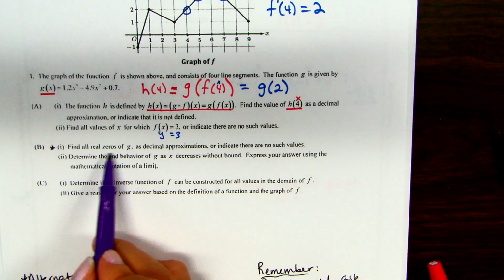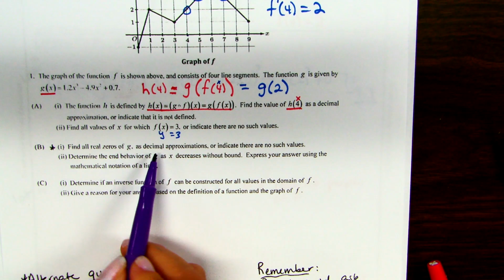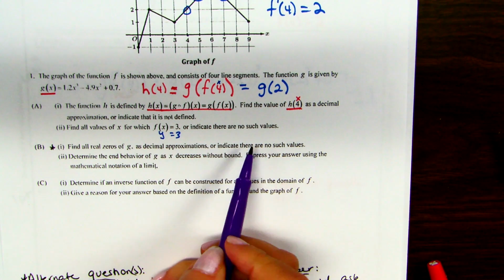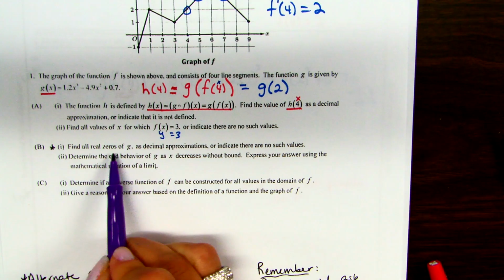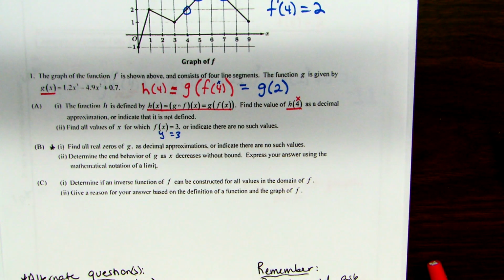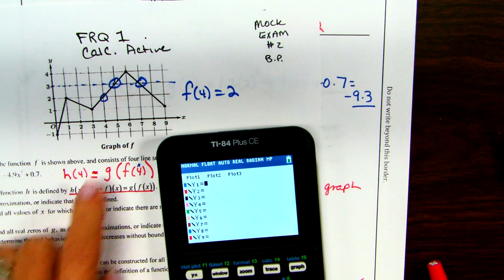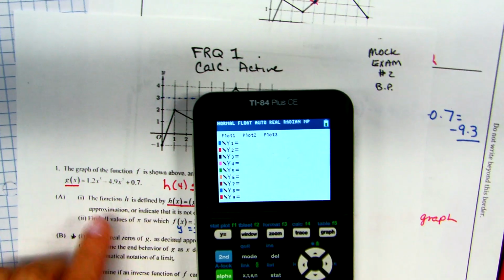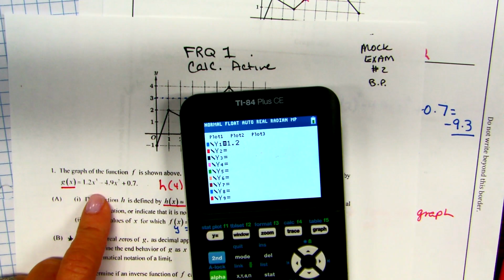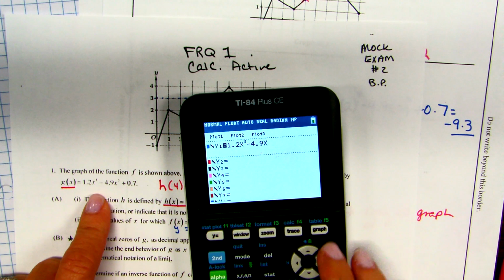B1, find all real zeros of G as decimals, or say there are none, okay? Zeros. So this is where, guys, you would go to your calculator and type it in. Type in G. So G is this one. So that's 1.2. I would definitely recommend you guys typing these into your calculators. The more times you practice this, the quicker you will catch a mistake that you keep making or something.